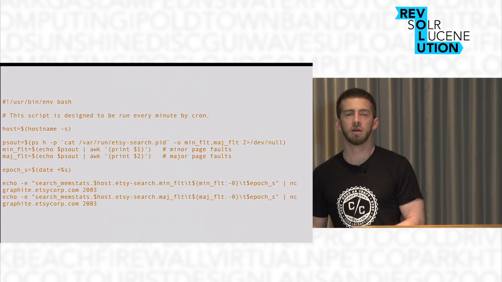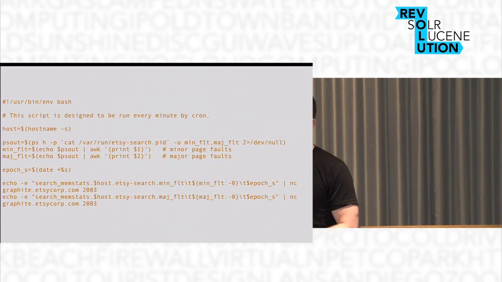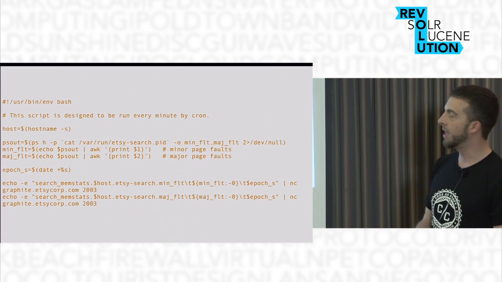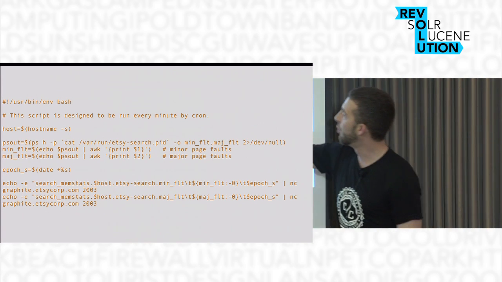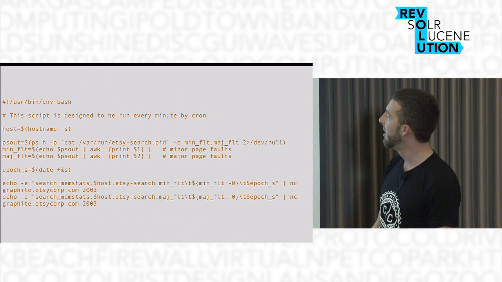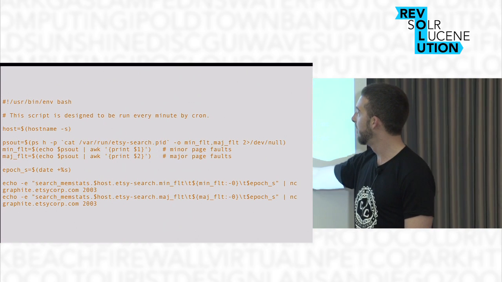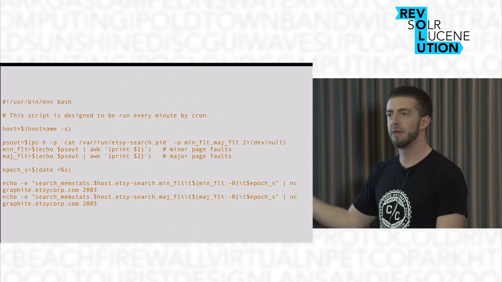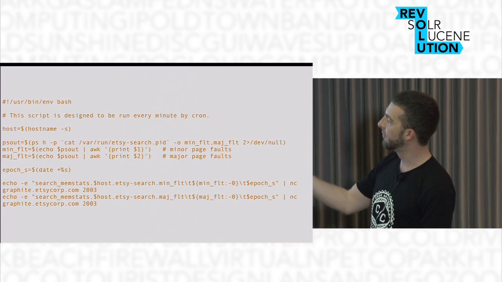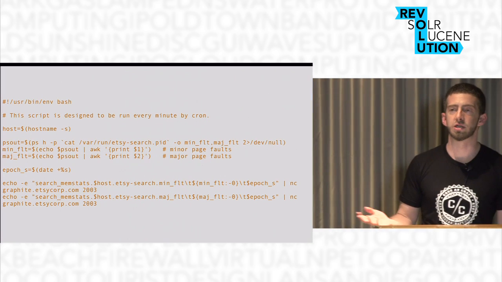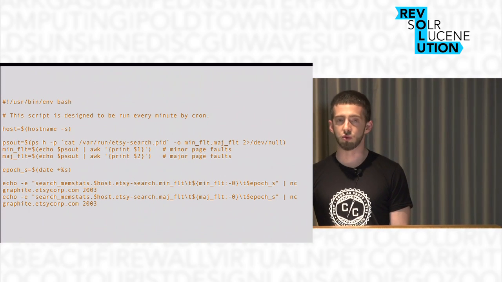So how do you know whether you're having page faults or not? Here's a little monitoring script. You get a lot of useful information right out of ps. We have cron run this every minute, record minor page faults and major page faults, and then netcat them over to a Graphite server. So we have minute-by-minute counts of major and minor page faults, and they're very useful. We didn't actually see any major page faults, so this wasn't, for us, a root cause.